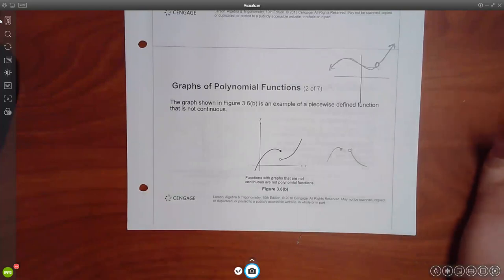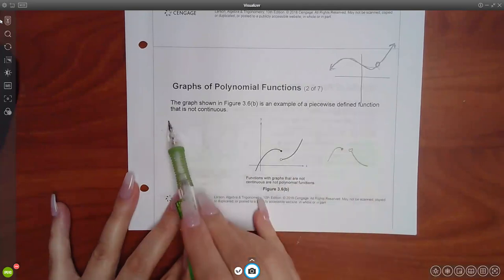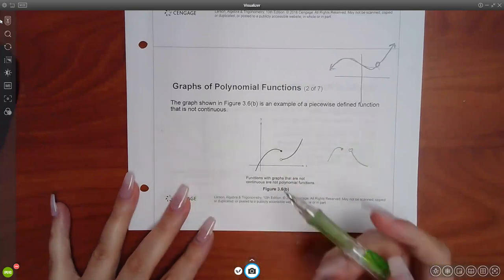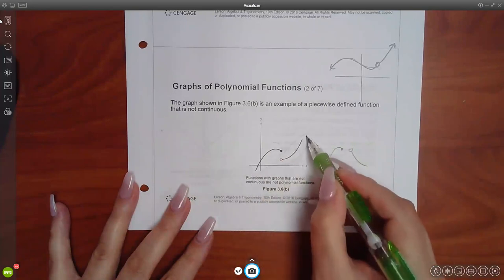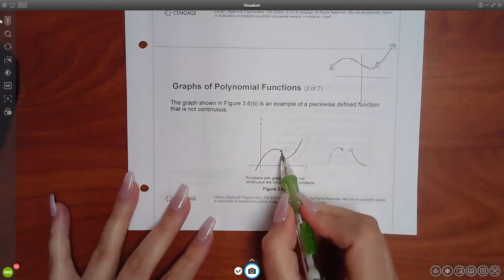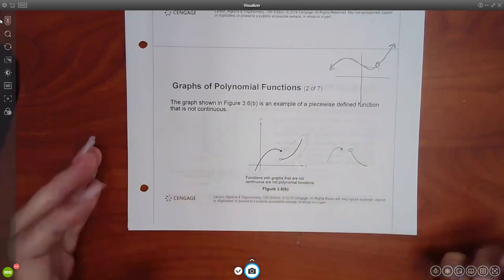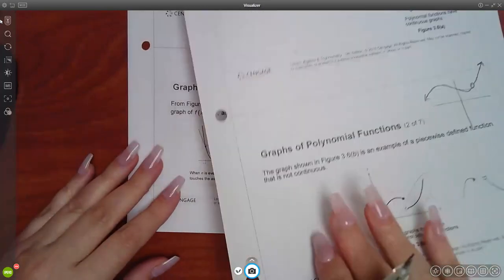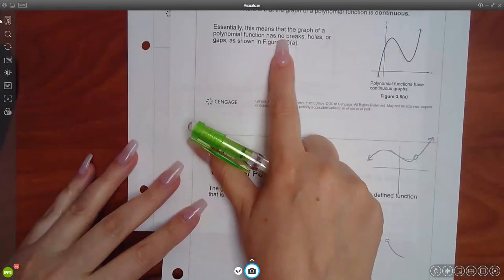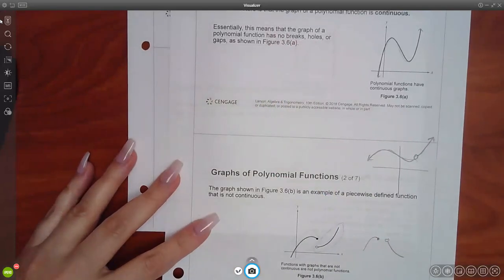Okay, so this one says, is it a piecewise defined function that is not continuous? Apparently they describe this with one function, they describe that with another function, and the fact that they don't connect is why it's not continuous, okay? So remember, holes and breaks or gaps. What tells us that, right? No breaks, no holes, and no gaps, and that's considered continuous, okay?